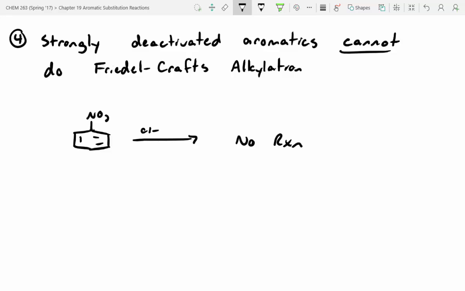So it doesn't matter how much we push it. We'll just kind of stare at your starting materials and say, yeah, no, thank you. And that's simply because this nitro group is too electron withdrawing.